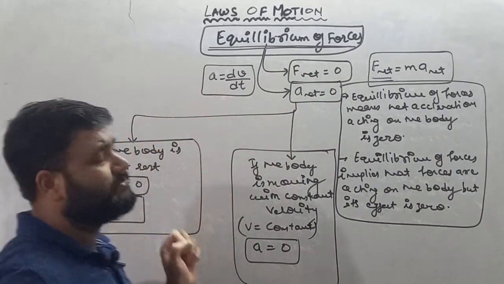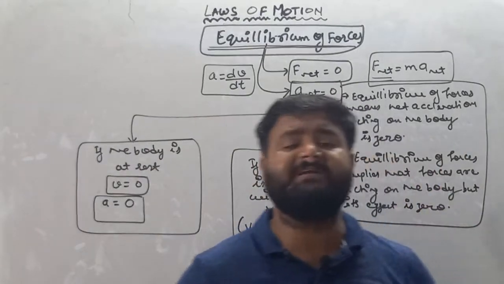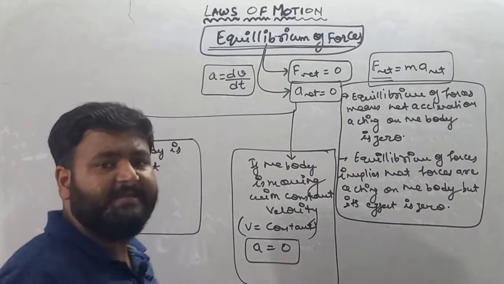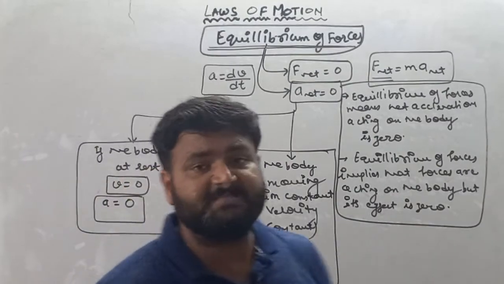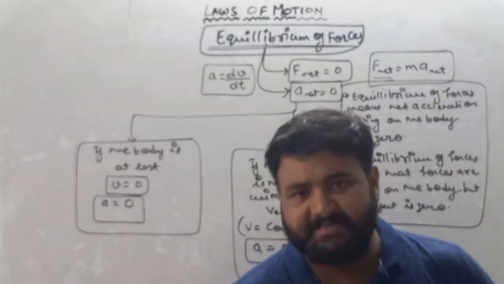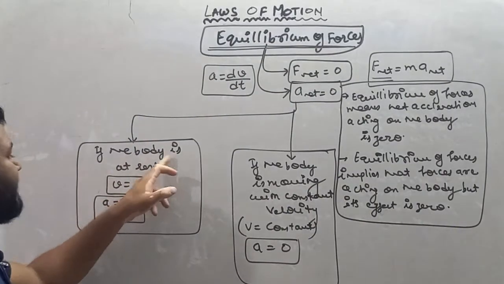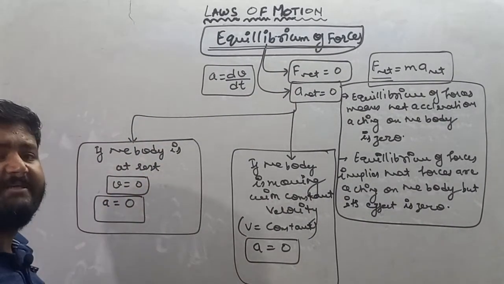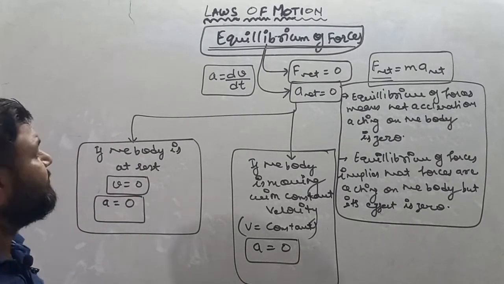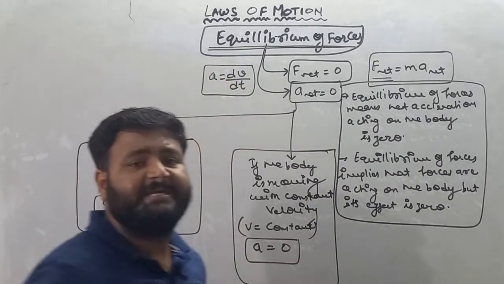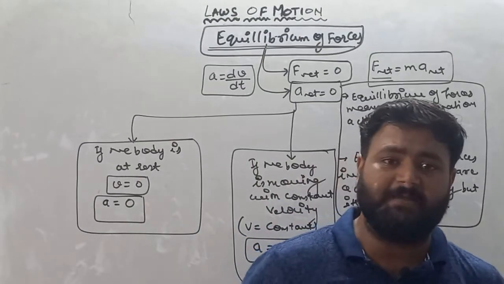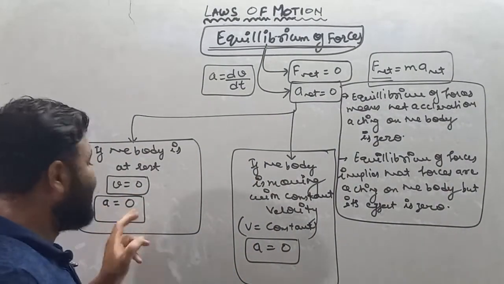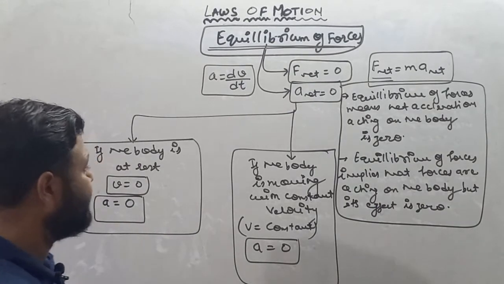Moving forward, my dear student, there are two different conditions in which we'll say the body is in equilibrium, or the forces acting on the body are in equilibrium. First thing, if the body is at rest. So if the body is at rest, then its velocity is 0, and if velocity is 0, we know that acceleration is equal to change in velocity with respect to time. So if velocity is 0, my dear student, then it is but obvious that acceleration is also equal to 0.